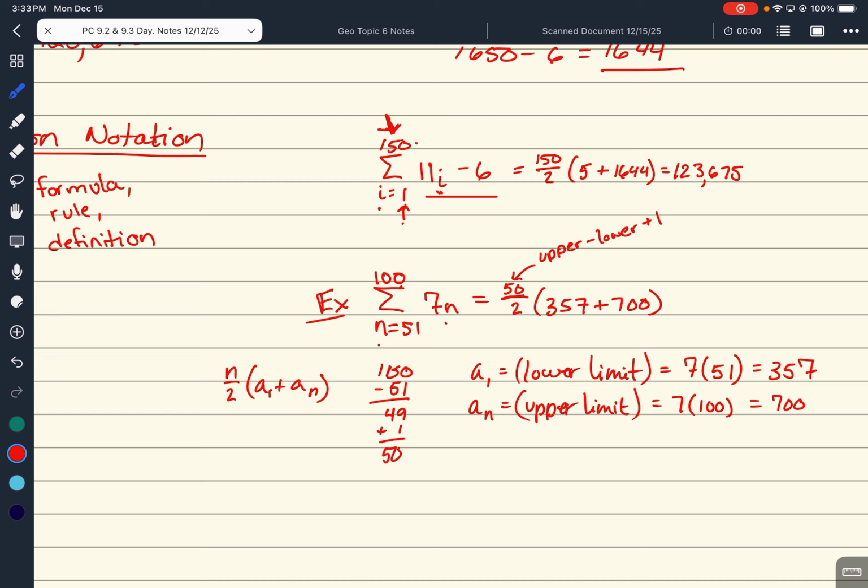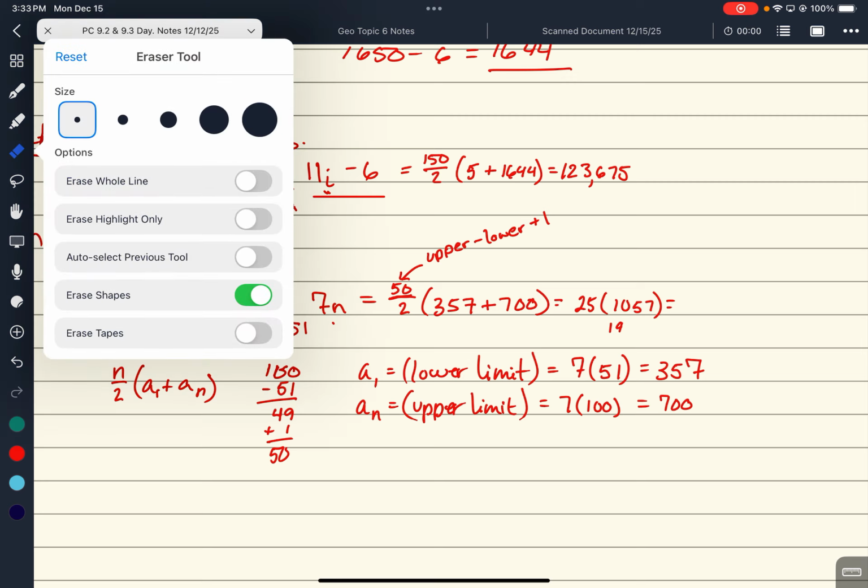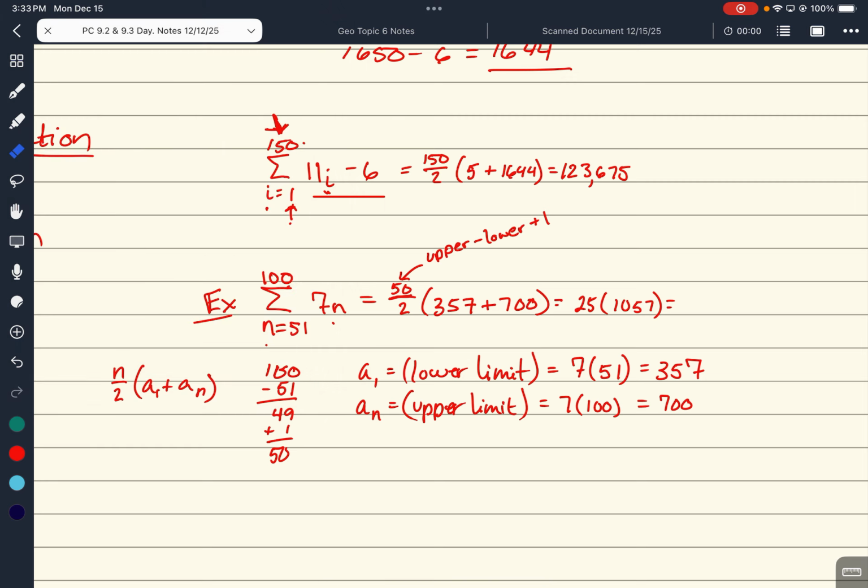Okay, so we got 1,057, right? 25 times 1,057. And then you do the math. And that's the sum. The 100th term was when you plugged in 100 and got 700. The sum from the 51st term to the 100th term is whatever our answer is.